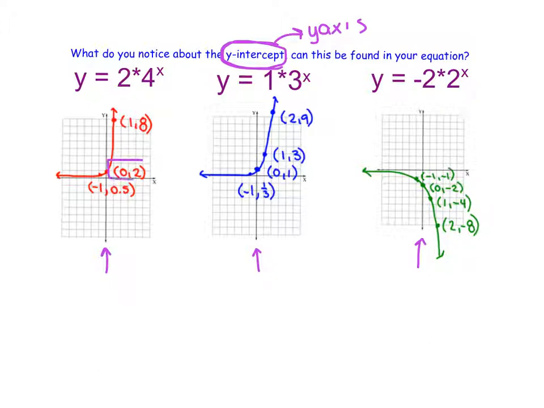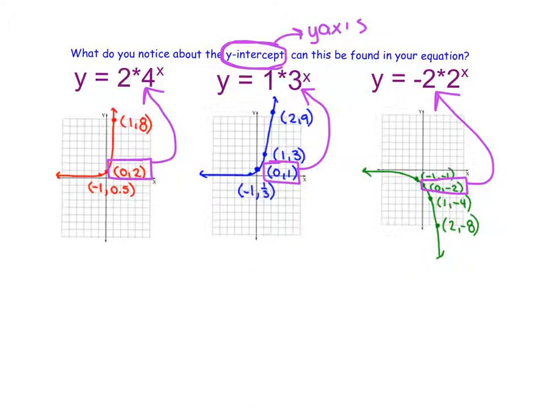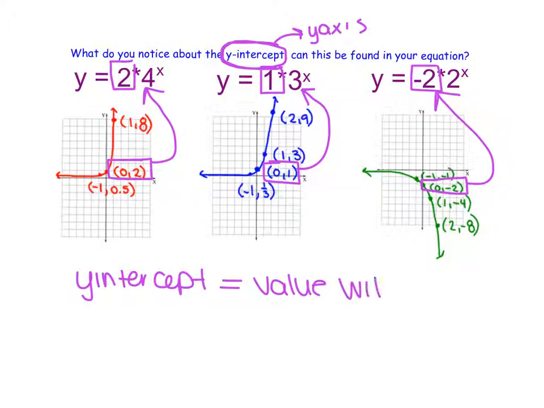If we take a close look, here's our y-intercept point of this first function. Here's our y-intercept point of the second function. And here is our y-intercept point of this third function. What you are hopefully noticing is that the y-intercept point, that 2, 1, and negative 2, can all be found in our function. If you look closely, each function contains that y-intercept value. And that y-intercept value is your value without the x exponent.